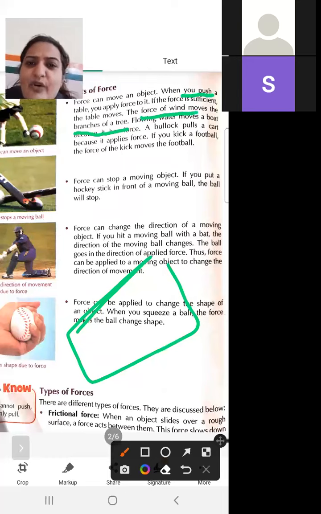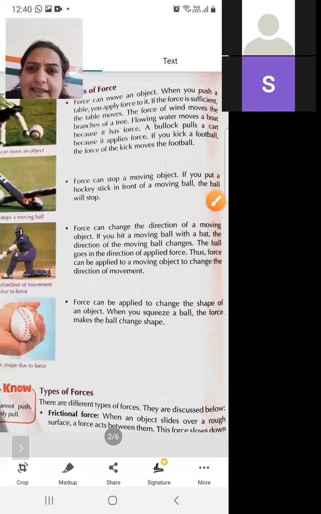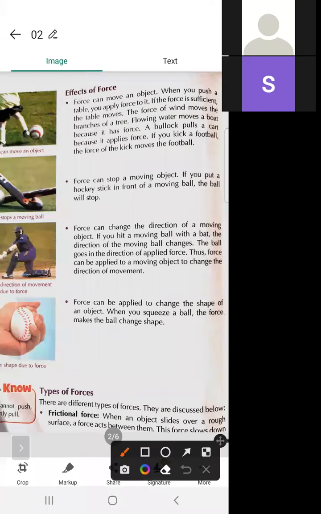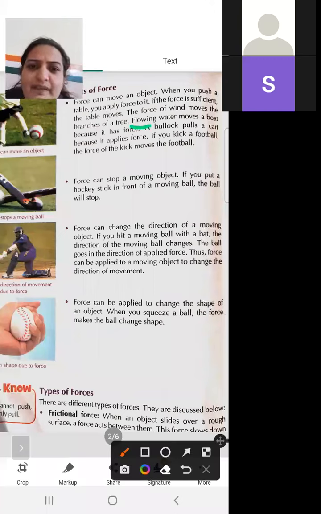And it is the force of wind. And next, flowing water moves a boat because it has force.